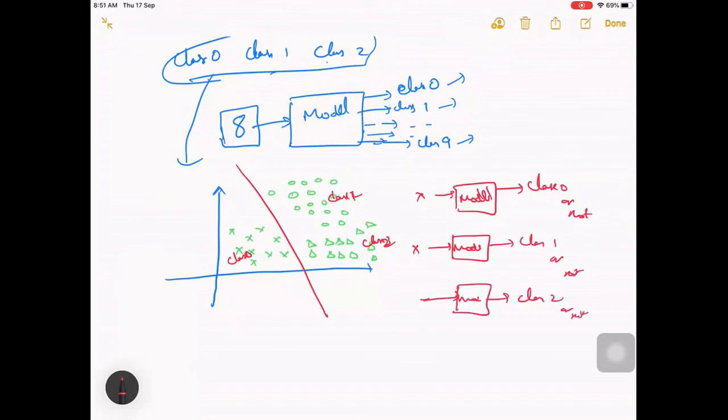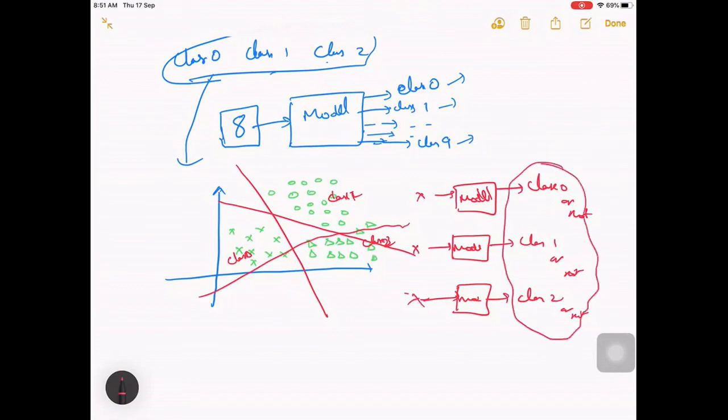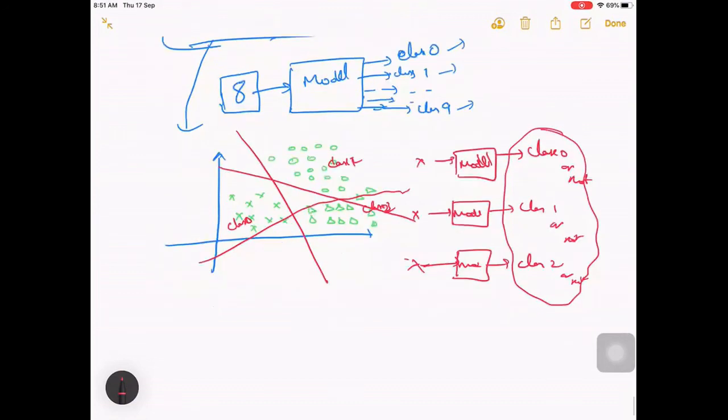Okay, and this is between class 1 or not, this is between this, and finally you also have some classification between this. If you do this, not directly, but after having these classifications, you have three models separately, and then you can find out if it is class 0, class 1, or class 2. You are getting three outputs here: class 0, class 1, class 2.